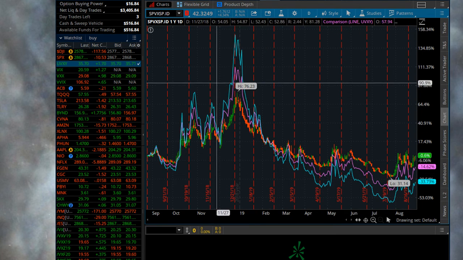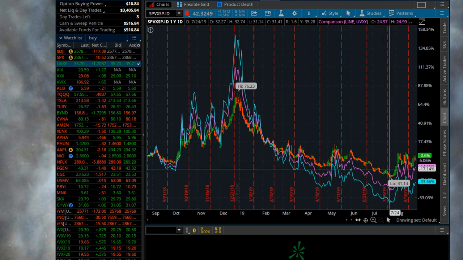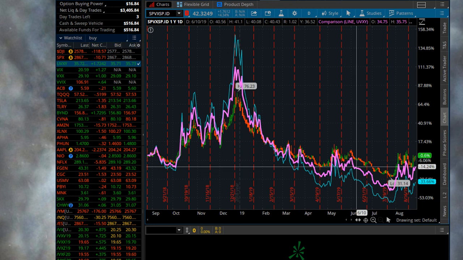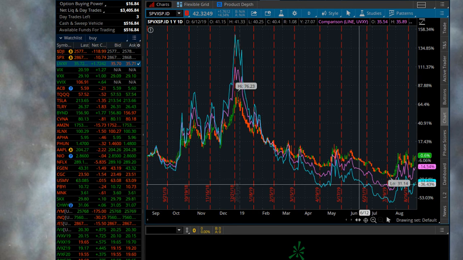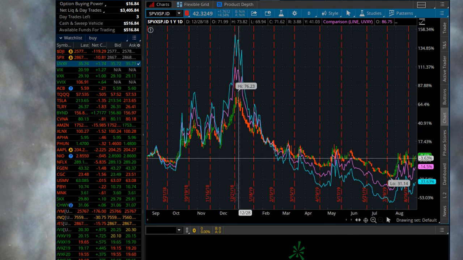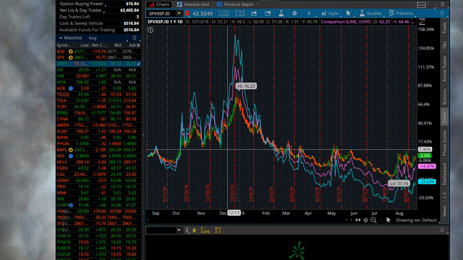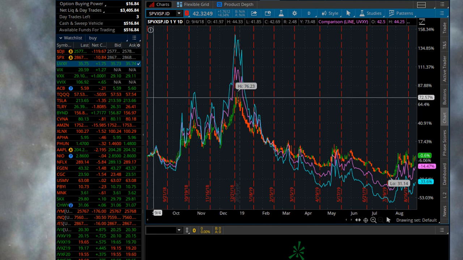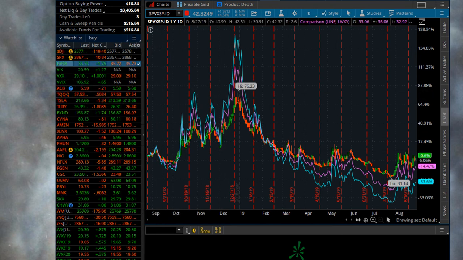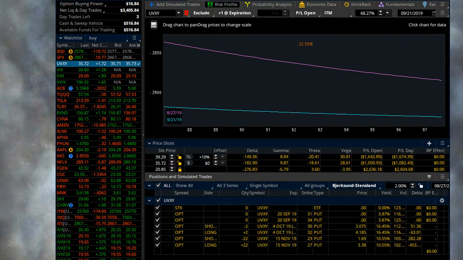So once again, this is the index that underlies UVXY, the purple being UVXY and the blue being TVIX, and the difference between these is each one's beta drift or beta decay. And we could do this with UGAS, DGAS, any other leverage funds we could check out that same sort of stuff on. Let's take a look really quickly at UVXY time and sales and see what is trading today in UVXY.